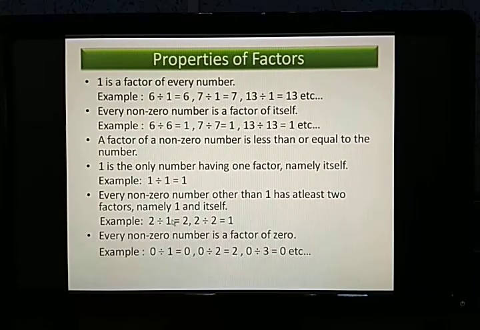Now next, every non-zero number is a factor of 0. Yes. The number 0, its factors will be all the numbers you can see. So 1, 2, 3, any number you take, every number will be a factor of 0. Every non-zero number. 0 will not be a factor of 0, but other than 0, all the numbers will be the factors of 0. So there are many factors of 0 you can say.